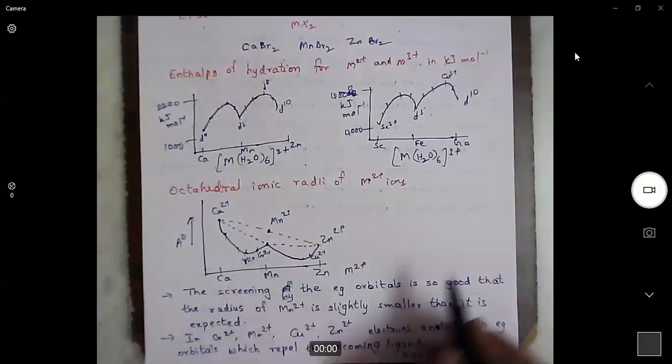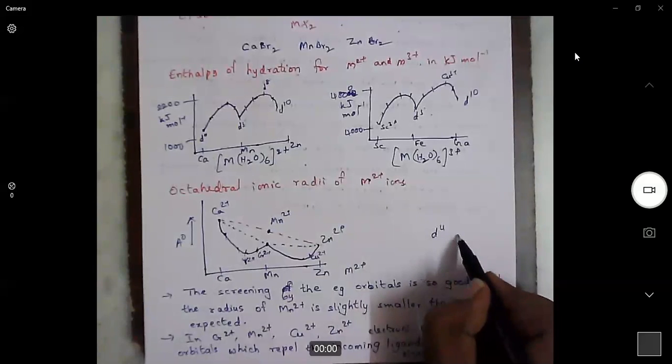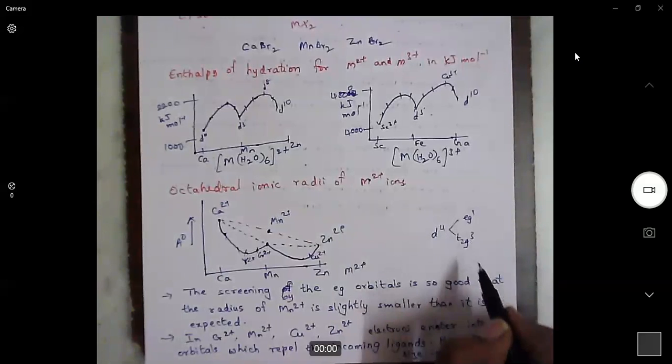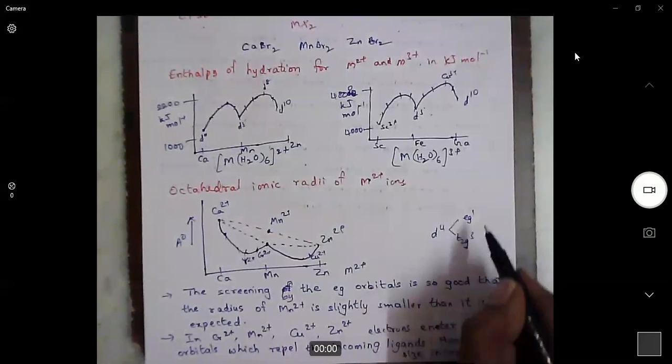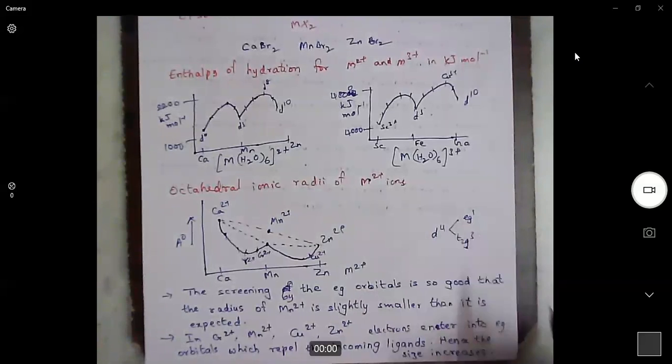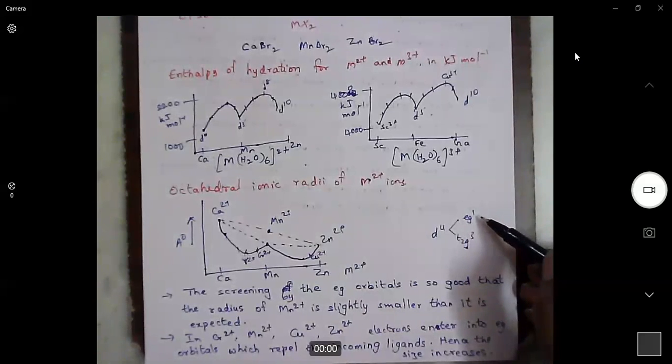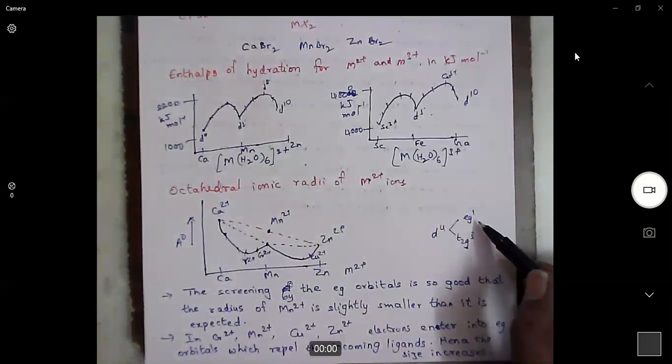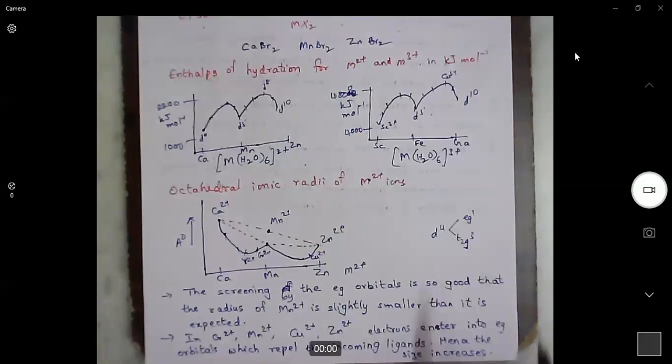Because chromium 2 plus means a d4 system. In d4, 3 electrons will be in t2g, sorry, 3 electrons in t2g. The next electron will enter into eg. So when an electron enters into eg, the ligands will have greater repulsion. Because of that greater repulsion, the size of the metal will increase. So for chromium and manganese, similarly for copper and zinc, electrons enter into eg orbitals which repel the incoming ligands, hence the size increases.